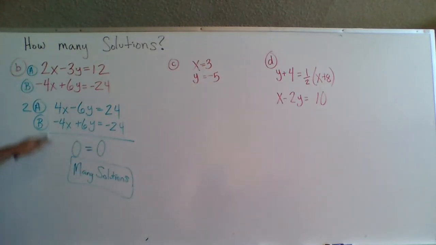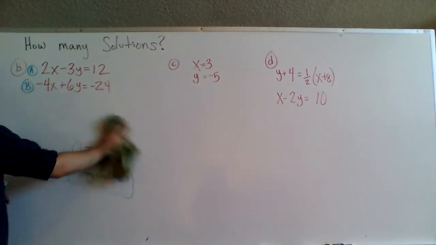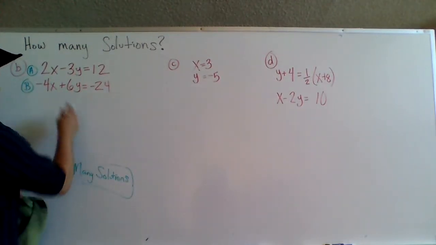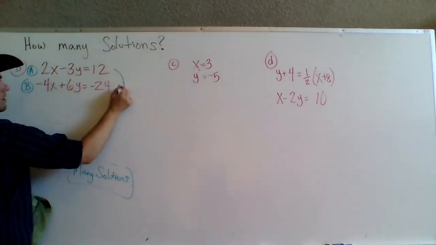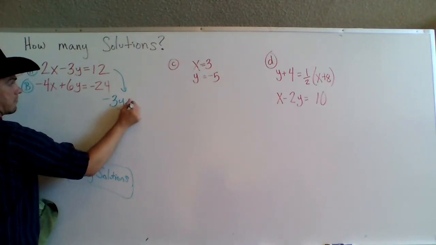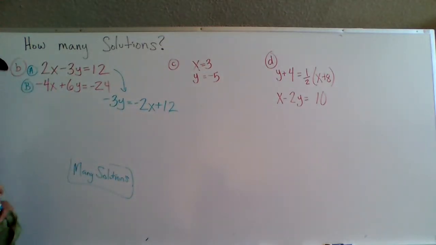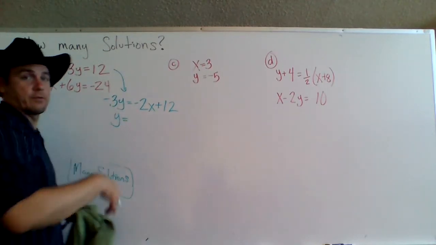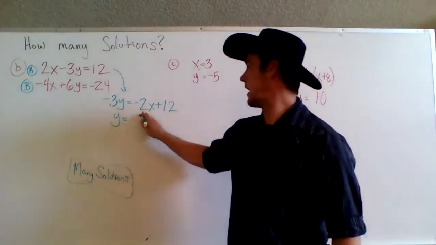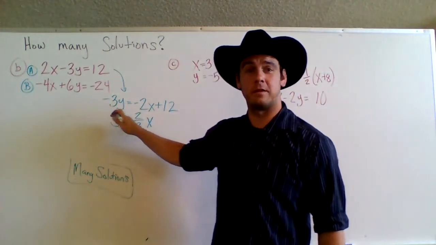Okay, if you had gone ahead and solved for y on both of these, what would have happened? Okay, I just want to talk about a different way to do this. So if I had solved this top equation for y, I would subtract 2x. So I get negative 3y equals negative 2x plus 12. I could have then divided by negative 3, leaving me with y equals negative 2 divided by negative 3 is going to be a positive, okay, 2 over 3, x. And then 12 divided by negative 3 is going to be negative 4.